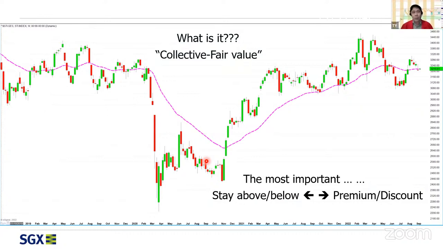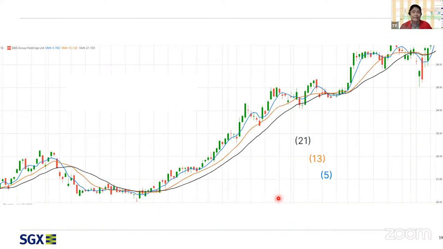So therefore, to help you recollect again, a moving average applied onto a chart indicates where the fair value is. If price is above, or doing premium, trend direction, up bias. If it is doing below, trend direction, down bias. Okay, so the other concept of moving average is the number.